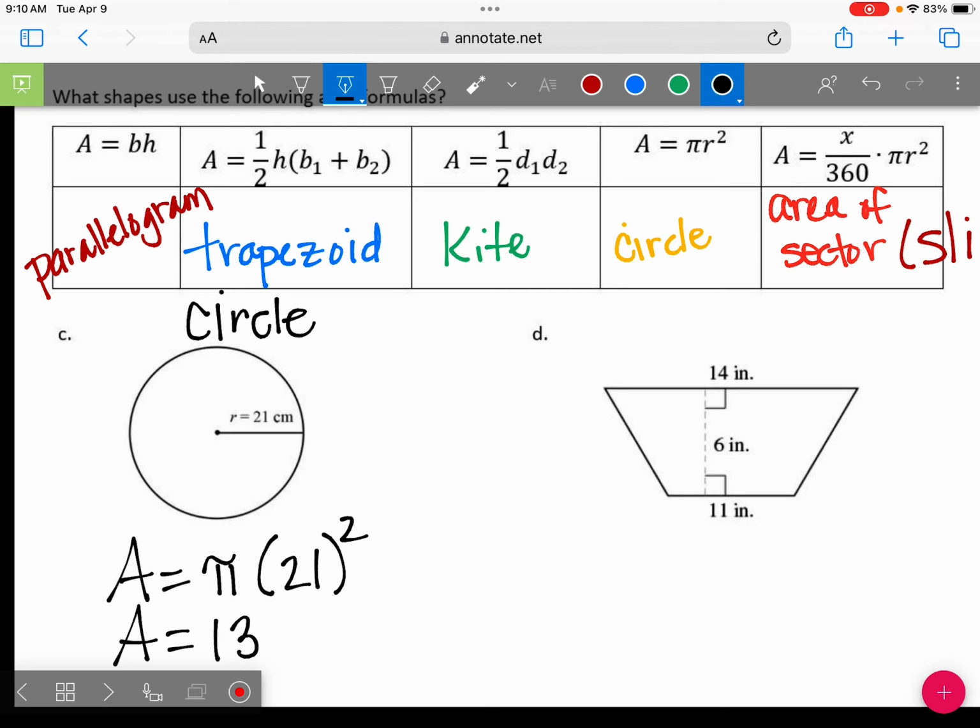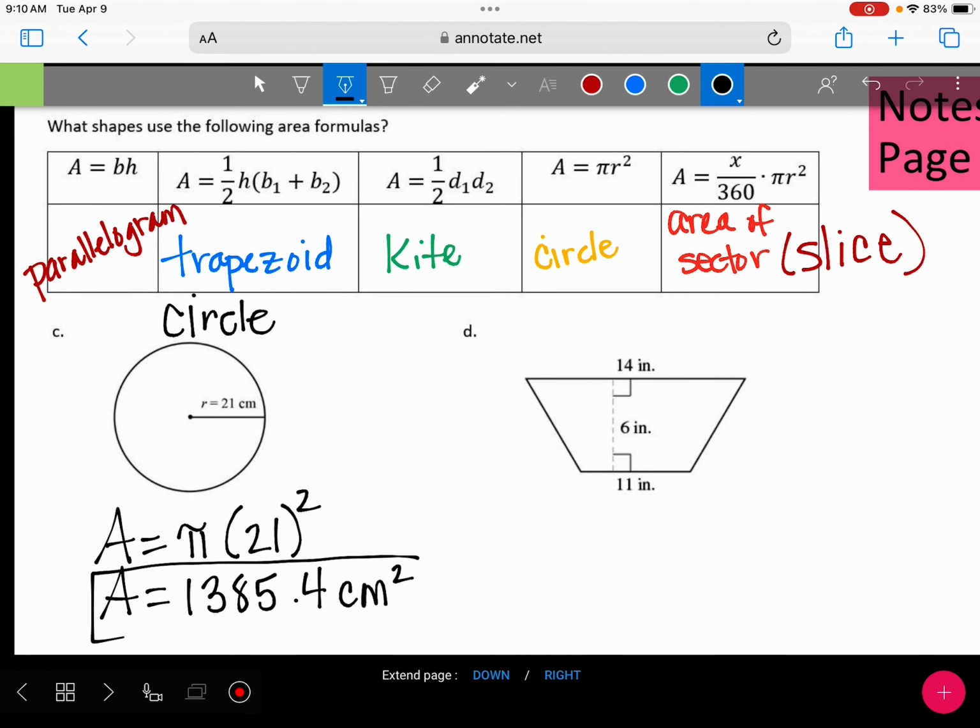So if you type it in correctly, you should get 1385.4 centimeters squared. Anyone need help with their calculator? You remember how to get the decimal? There is, the notes are in the front. The pink and yellow packet are in the front of the classroom.